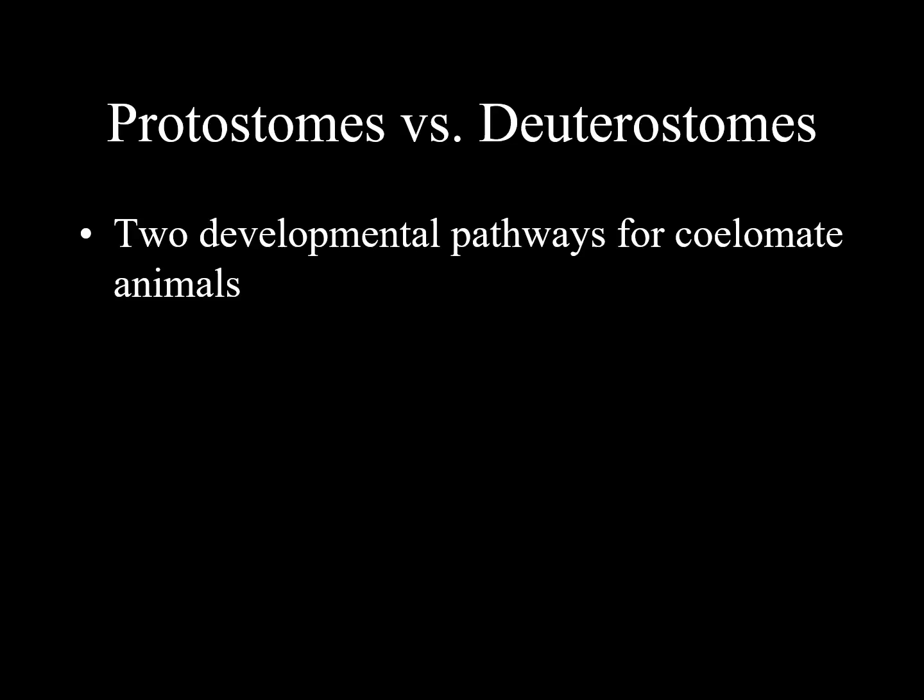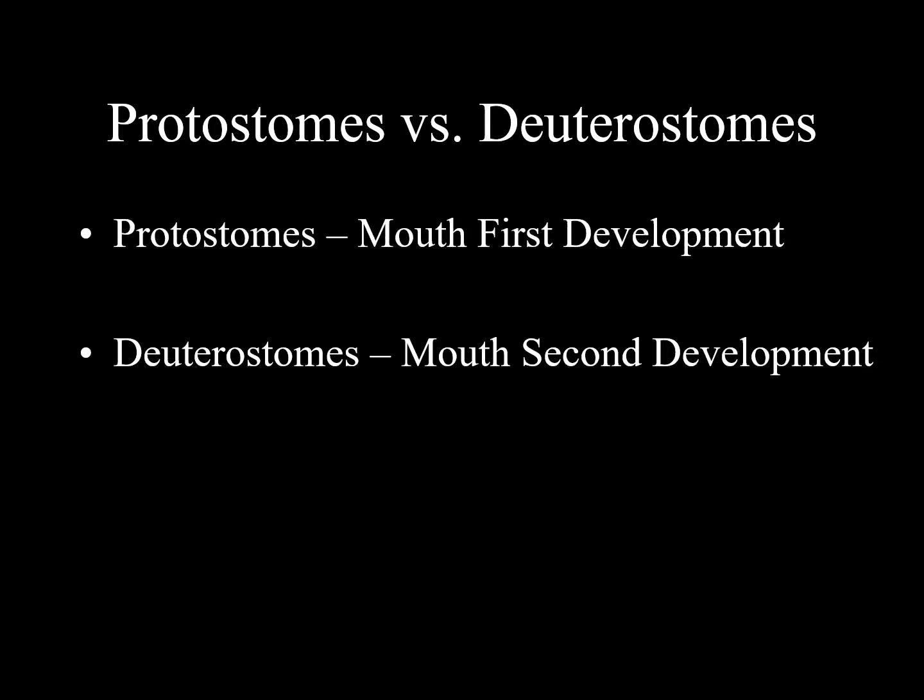We're going to be talking about coelomate animals for Unit 3, so I wanted to just quickly go through the two developmental pathways that coelomate animals are known to develop. Those two pathways are basically the pathway that leads to protostomes and the pathway that leads to deuterostomes. Protostome literally just means mouth first development. Deuterostome means mouth second development.